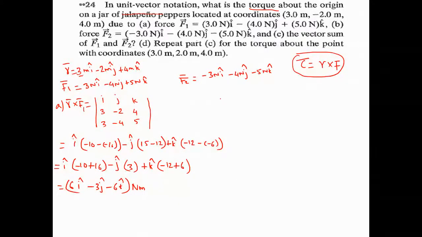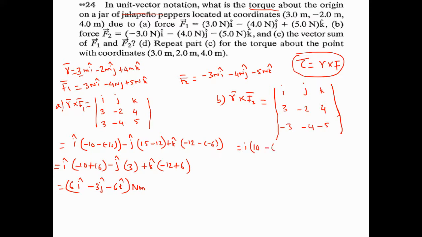Likewise, you have to do the torque for the second force. What is our second force? B, which is equal to R vector cross F2. Again, I am going to use the same method. I, J, K. What is my R value? 3, minus 2, 4. What is my F2? Minus 3, minus 4, minus 5. Now, you are just going to do the same thing. What you are going to do? I multiply by minus 5 multiplied by minus 2, 10, minus of minus 4 multiplied by 4, minus 16. Clear?